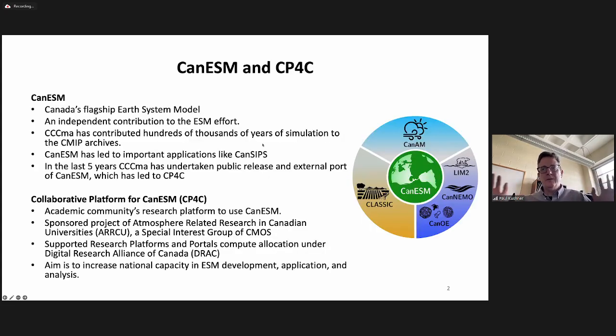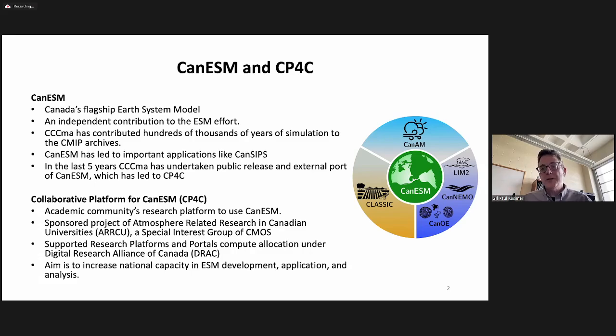Just to set a frame first for CP4C, we start with CanESM. We've heard quite a bit about CanESM in this session. It's Canada's flagship Earth system model, representing almost 50 years, I think, of public investment in Earth system modeling in Canada. CCCMA's model is a genetically independent version of an Earth system model in the Earth system model space, as Carsten mentioned. And there are lots of spin-off applications of CanESM. It's both a model for scientific assessment, but also for operational use, for example, in seasonal to inter-annual prediction.